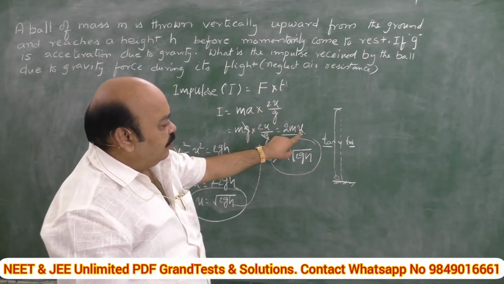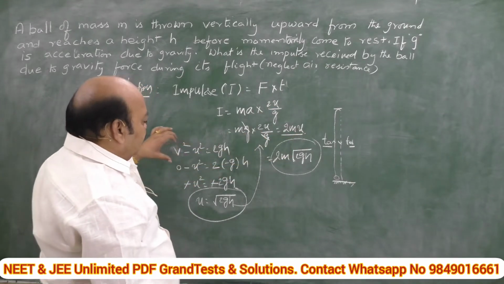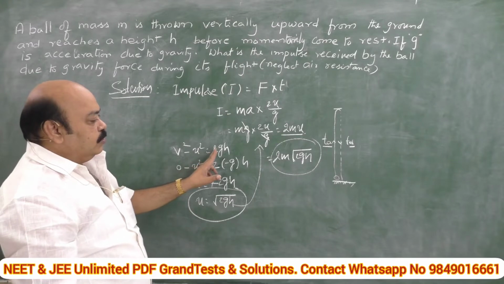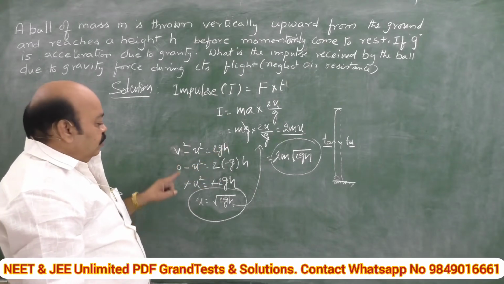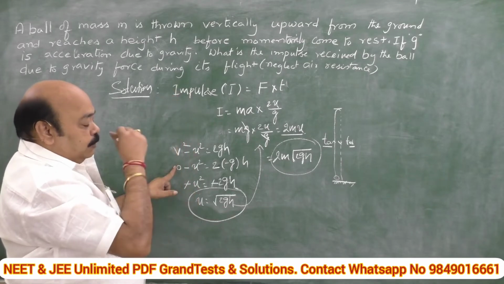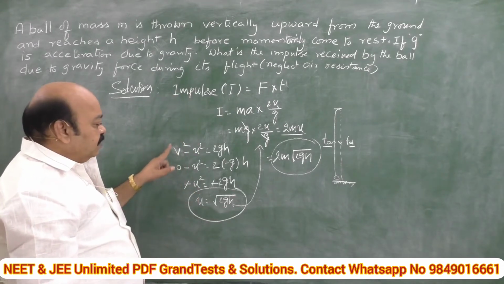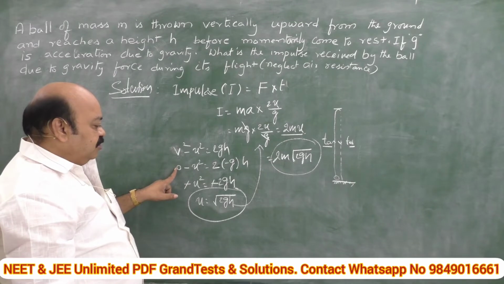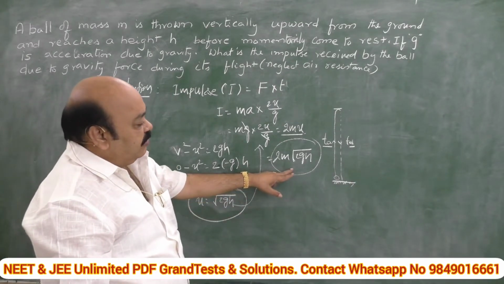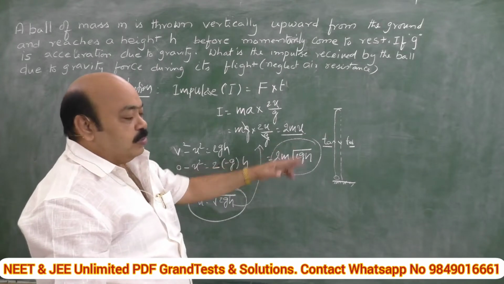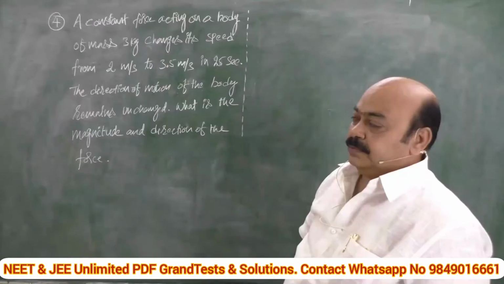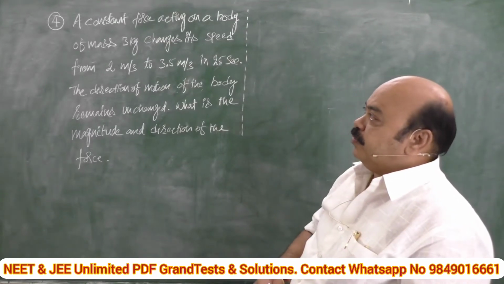Here the only unknown factor is u. We can calculate the value of u using the relation v square minus u square is equal to 2gh. Final velocity is 0 because we are calculating to the maximum height only. At the maximum height of the body, the velocity is taken as 0. That's why u is equal to square root of 2gh. Hence the final value is 2m into square root of 2gh is the final answer. Right? Next problem, problem number 4.